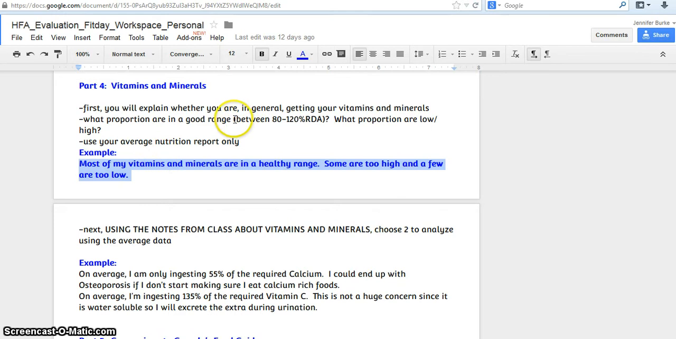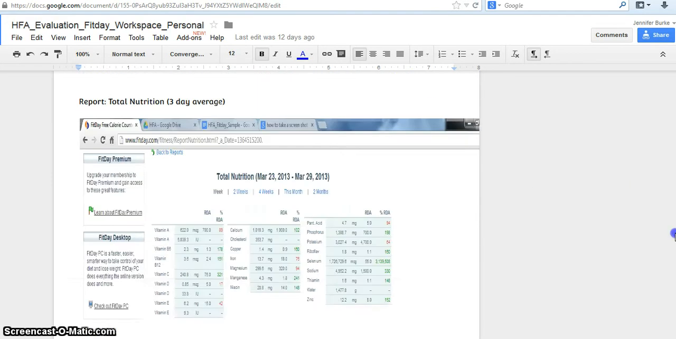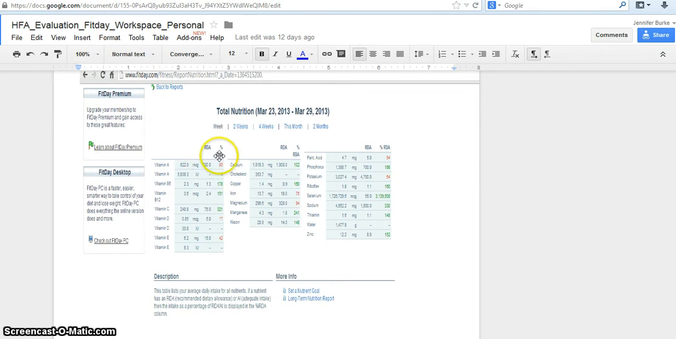Remember that you have 3 categories that you're comparing. Those that are in a good range, which we define right here in front of you as being between 80 and 120% of the RDA, versus those that are below and those that are above 120. Those numbers come from this average report in the far right-hand column of each of these three tables, percent RDA. These are the numbers that you're going to use.